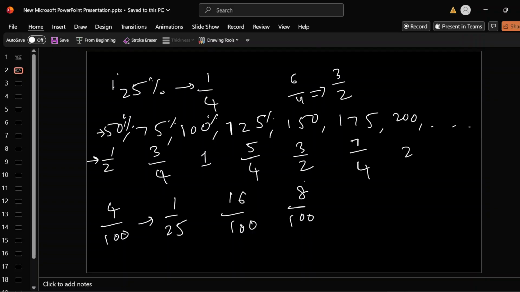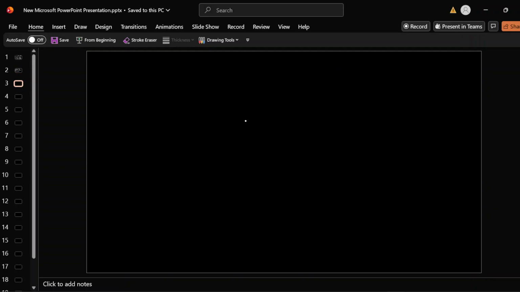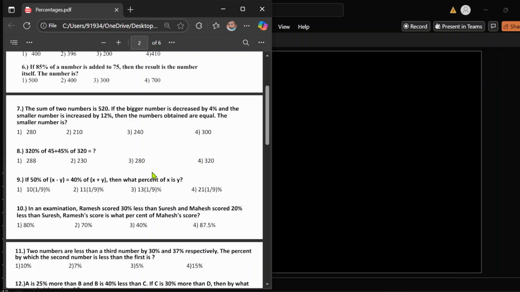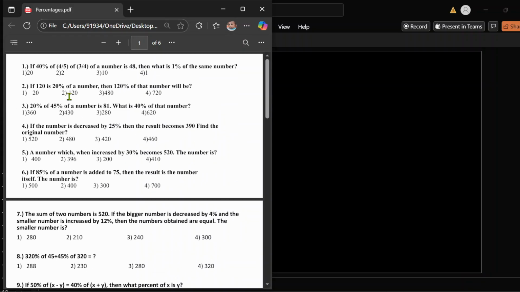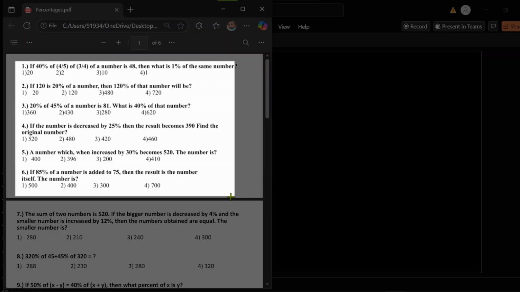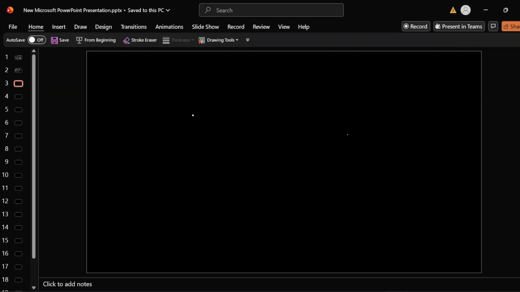So next we will be doing some problems on percentages. Okay, we will do problems on percentages. These are the problems I gathered and I kept.